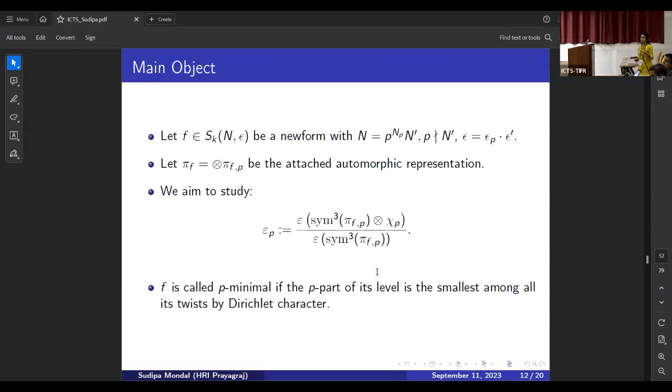So I want the modular form to have the smallest level after twisting by all Dirichlet characters. And we call that modular form P-minimal.